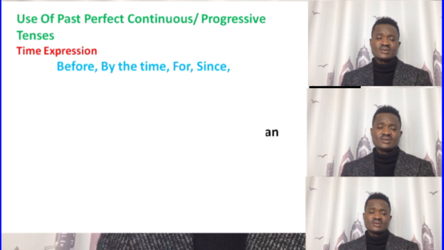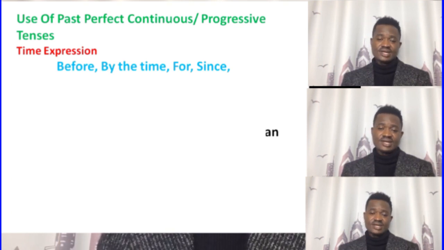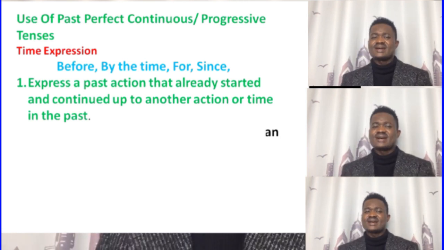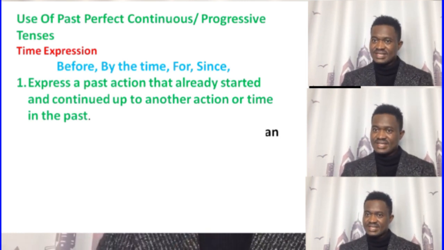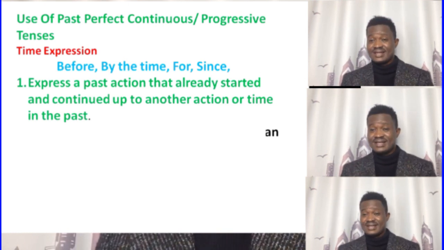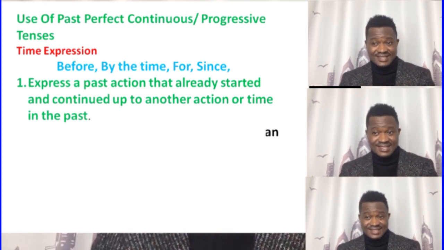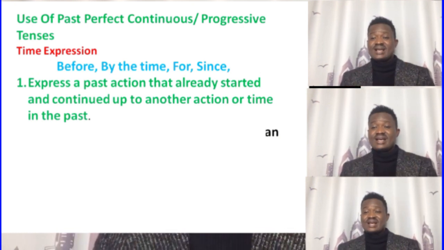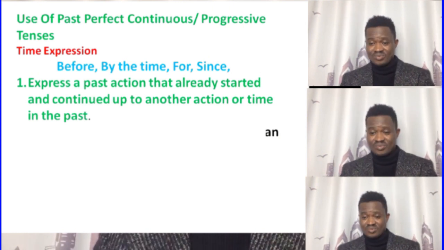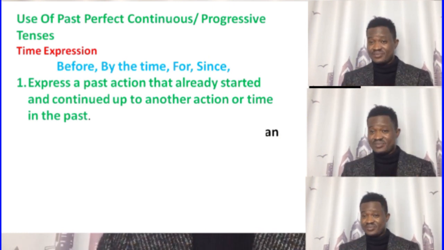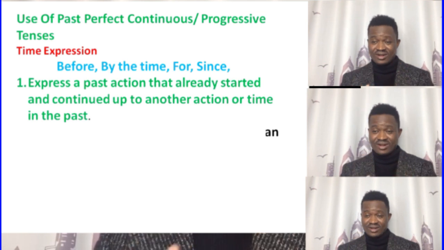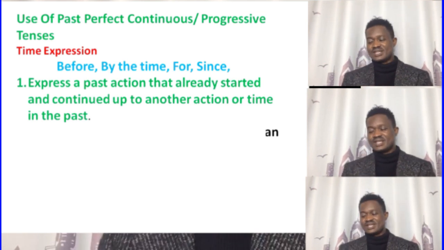All right, guys, let's go. Perfect again. All right. Number 1, express a past action that already started. And this past action that already started is in the past perfect progressive, and continues up to another action. And the other action is a simple past or a time in the past. So this is one of the uses of past perfect progressive, and it is also the meaning of past perfect progressive.